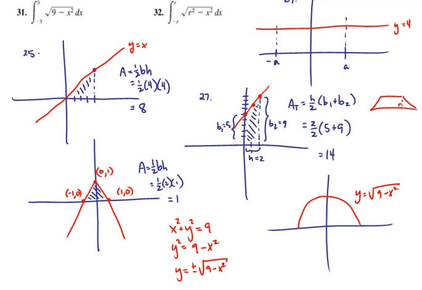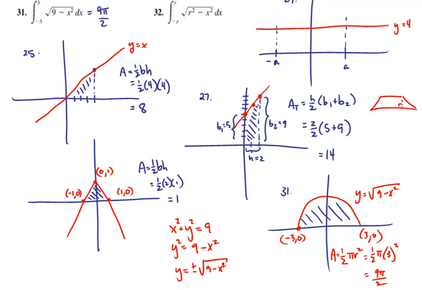So again, it's a circle centered at the origin, radius 3, and the area between the curve and the x-axis then would just be half of the area of a circle with radius 3. And so, in this case, the area will be 1/2 pi r squared, where r is 3, so it's 1/2 of 9 pi, or 9 pi over 2. And that does it for problem 31.